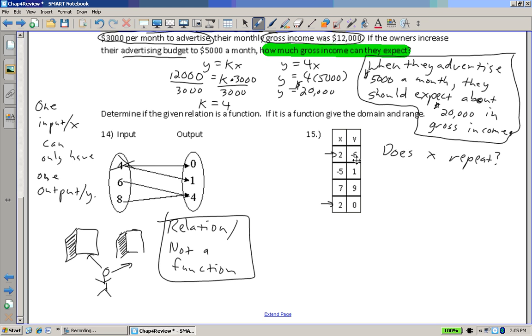Now, does it repeat with different y values? 2, -6, 2, 0. Well, in this case, it does. So this here is the same thing as having these arrows. You're having one person trying to go through two different doors at the same time. That makes no sense. This is a relation or not a function.